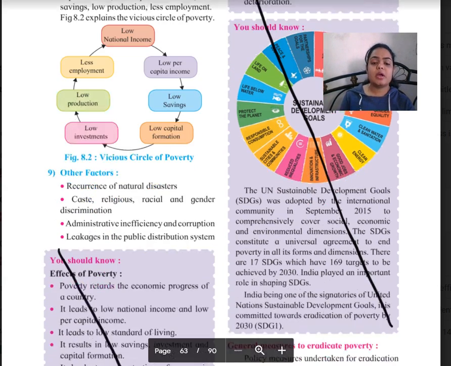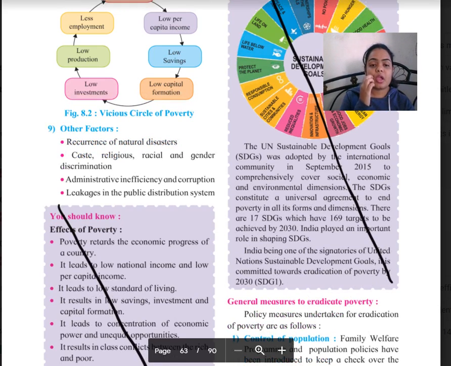Now, next after this, what are the other factors? Other factors: recurrence of natural disasters. Means what? If there are any kind of natural disasters, it is going to affect. If there are floods, if there are cyclones, then the people staying in and around those areas are getting affected, which in turn affects the poverty. Then caste, religious, racial and gender discrimination. As we see, there is a lot of discrimination in Indian society. Then administrative inefficiency and corruption.